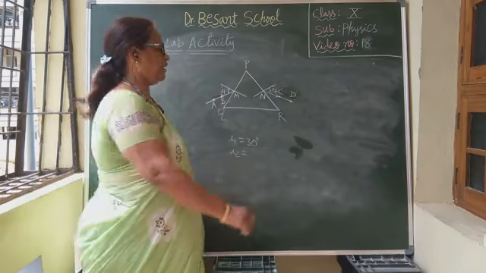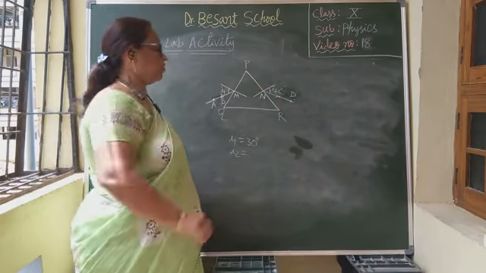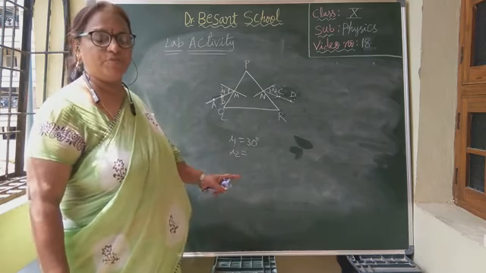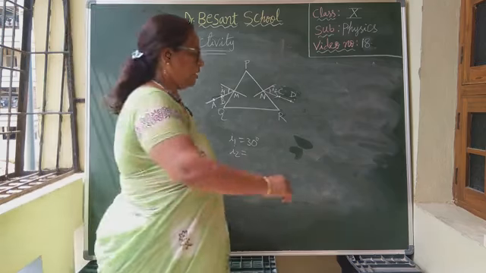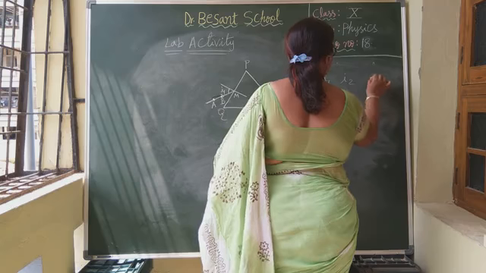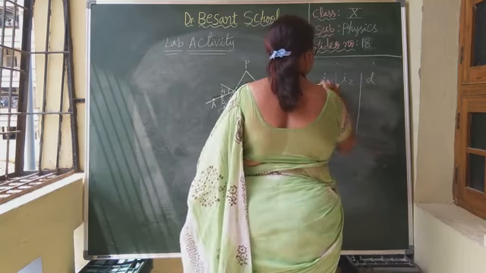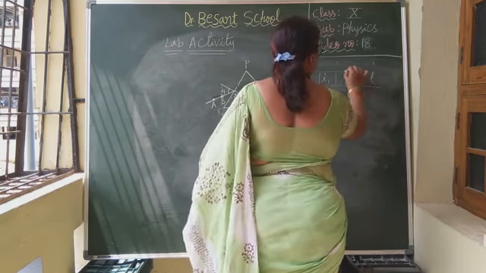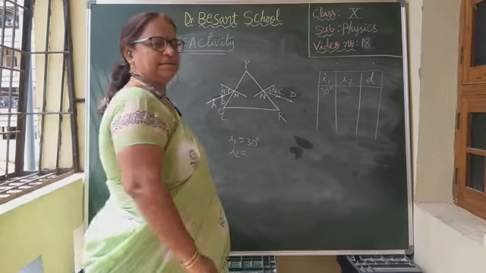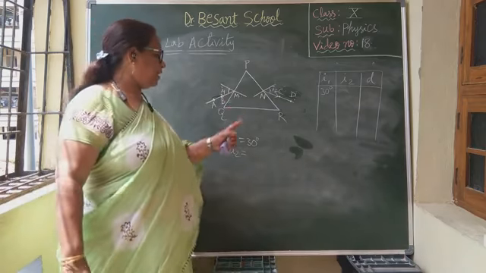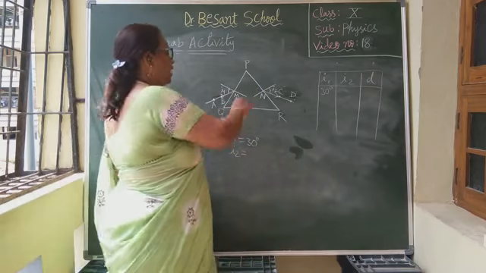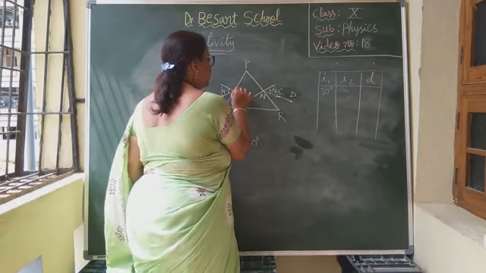Using your protractor, measure this angle of emergence and note it down in the table. Here you should draw a table and record I1, I2, D. These three values we should record. This I1 is already 30 degrees, which we took initially, isn't it? After finding I2, you should note it down in the table. Am I clear?